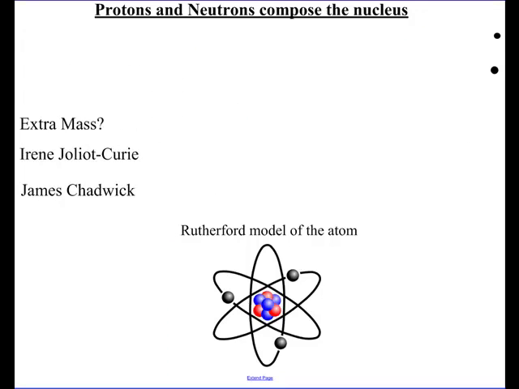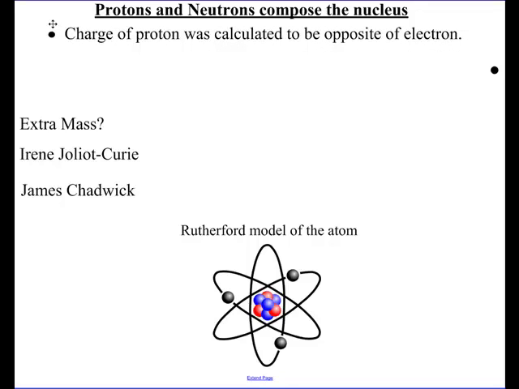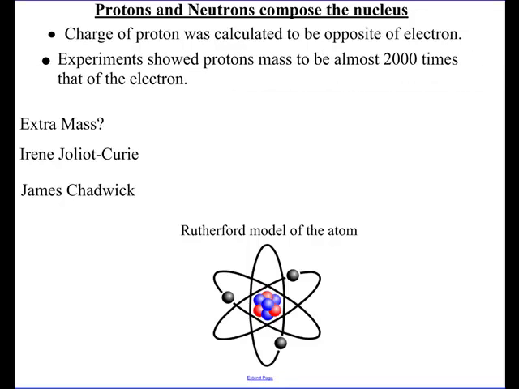Okay, so what else is there from this, basically? Well, we knew that the charge of a proton was calculated to be opposite of the electron. That helped us understand that the atom is neutral, and this makes sense because we've got these things that are positive and these things that are negative. And then later experiments also showed that the protons were about 2,000 times the weight of the electron.